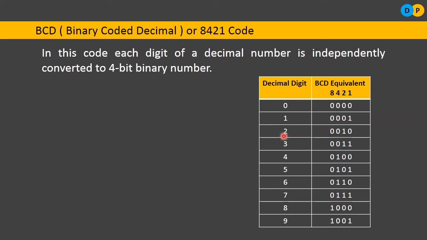Next, starting with 2. In order to consider 2, in the place of 1 I'll be going with 0. Since I can directly get the value of 2, I'll be considering bit value 1. Here again 4 and 8 are filled with the bit value 0. So 0010 is the equivalent BCD code for decimal digit 2.